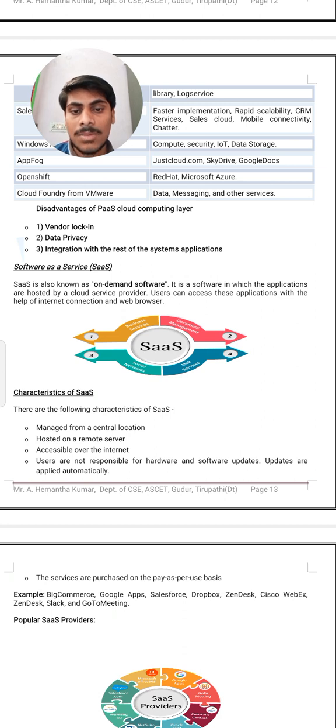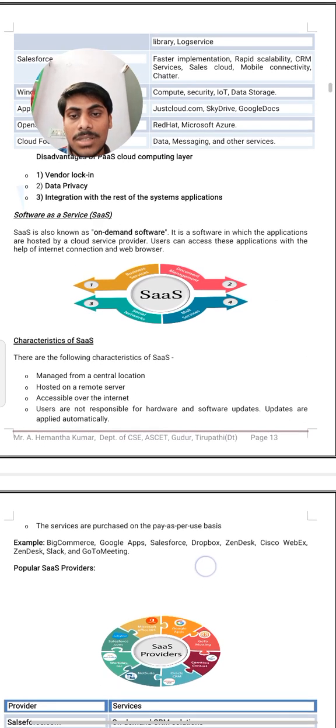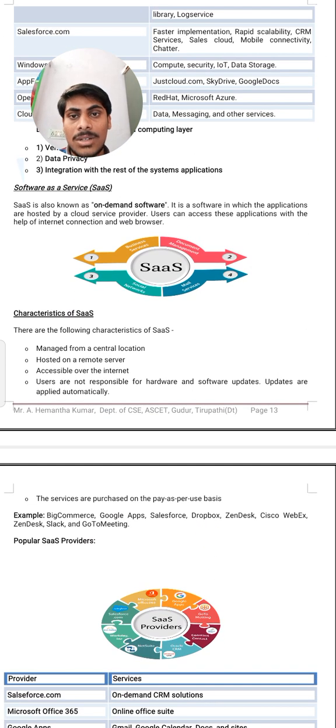Users are not responsible for hardware and software updates. Updates are applied automatically. The service is purchased on a pay-per-use basis. Examples: BigCommerce, Google Apps, Salesforce, Dropbox, Zendesk, Cisco WebEx, Slack, and GoToMeeting. These are examples of Software as a Service.